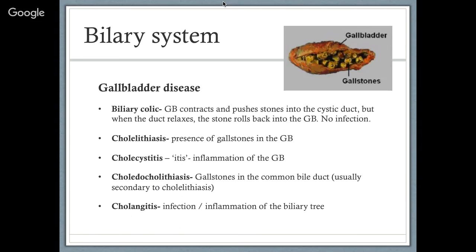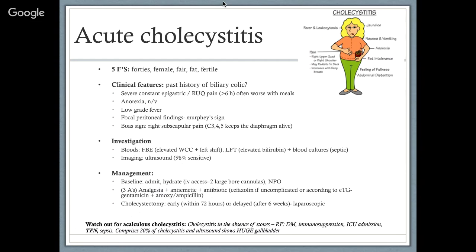Cholelithiasis, presence of gallstones in the gallbladder. Cholecystitis, itis, inflammation, so inflammation of the gallbladder. Choledocholithiasis, gallstones in the common bile duct. And cholangitis is itis again, infection or inflammation of the biliary tree. Cool. All right, acute cholecystitis is sort of bread and butter of upper GI.